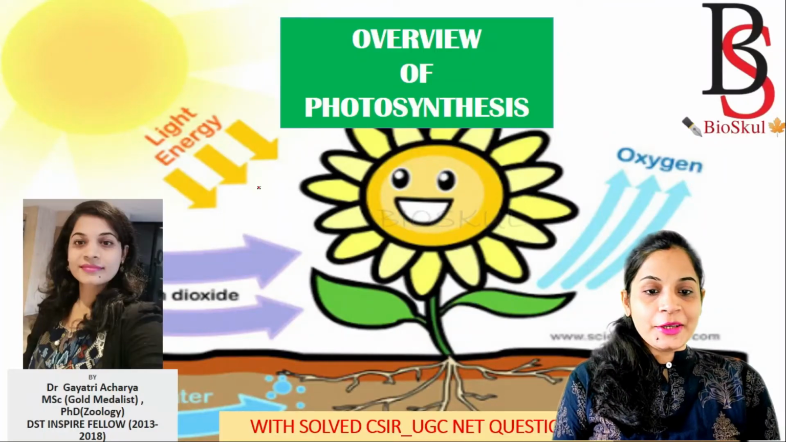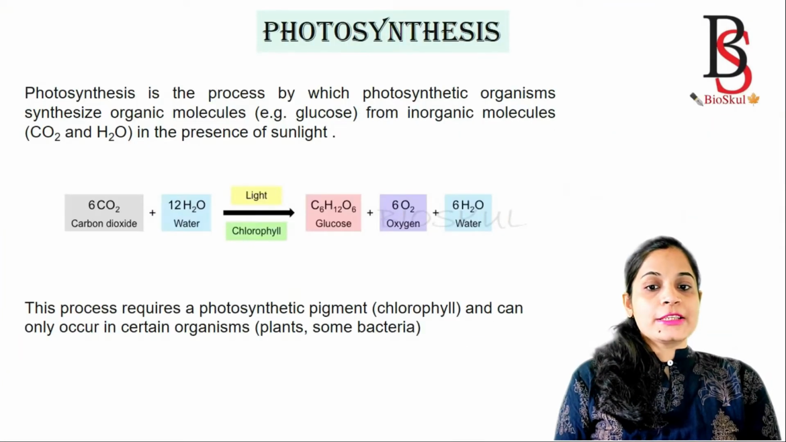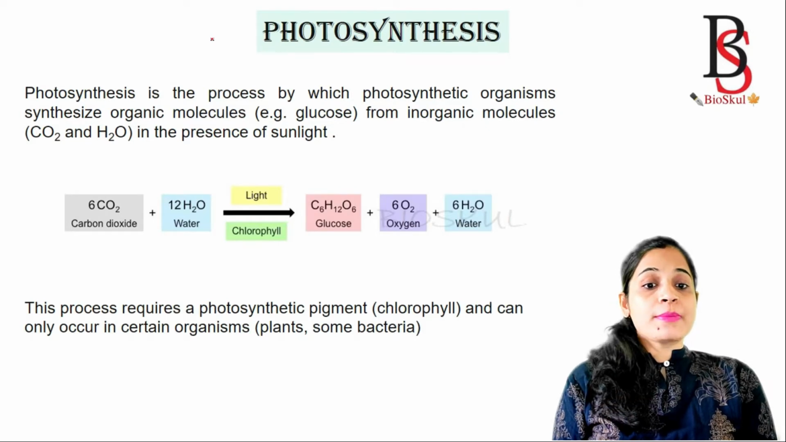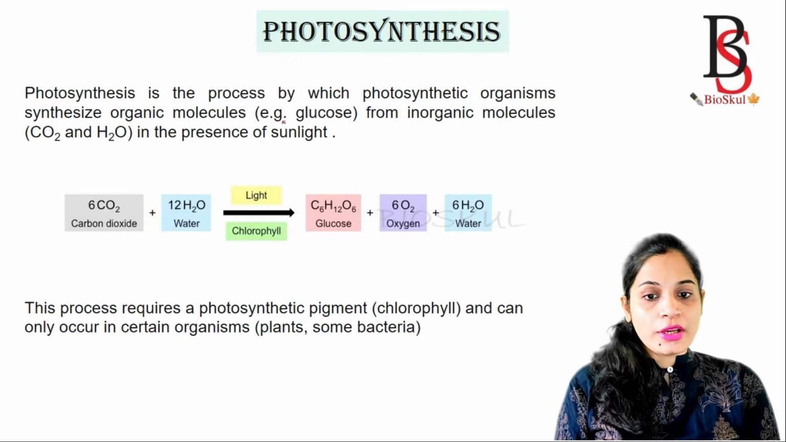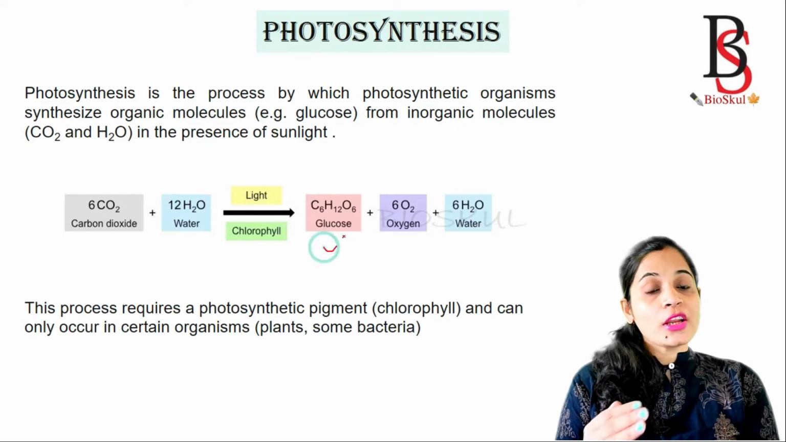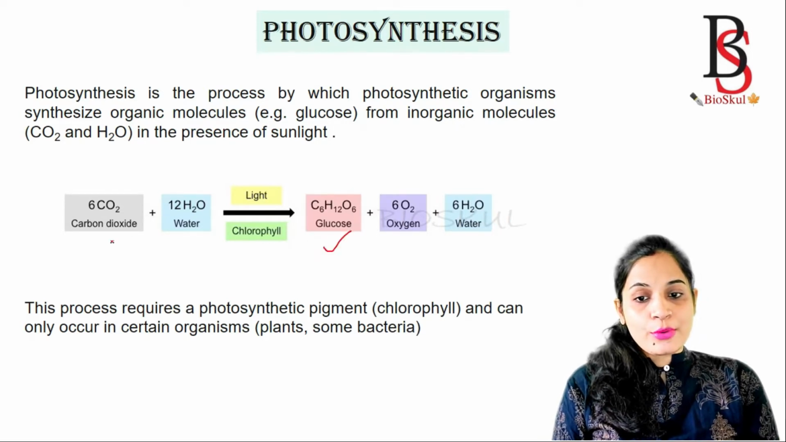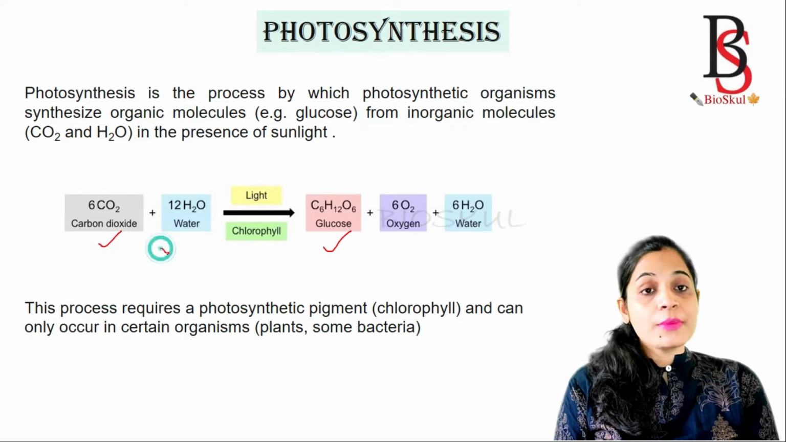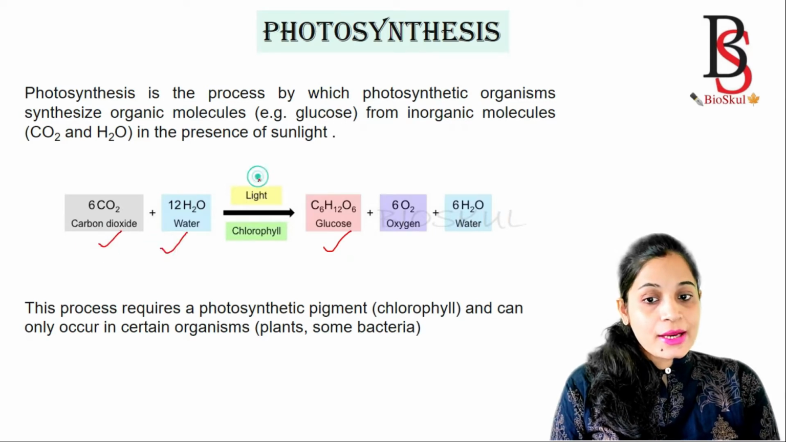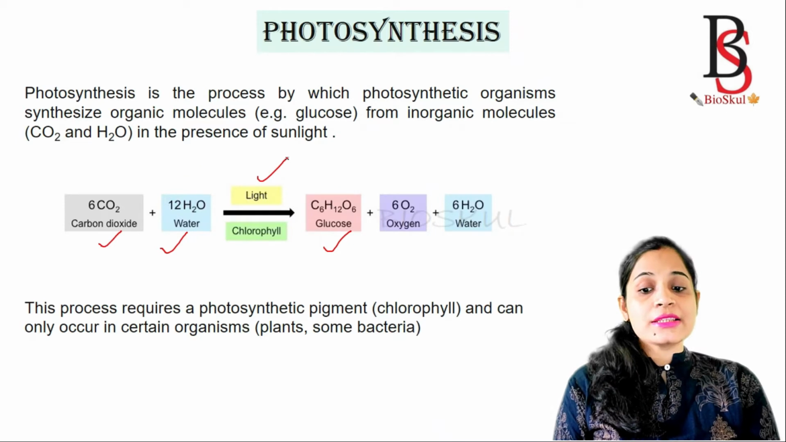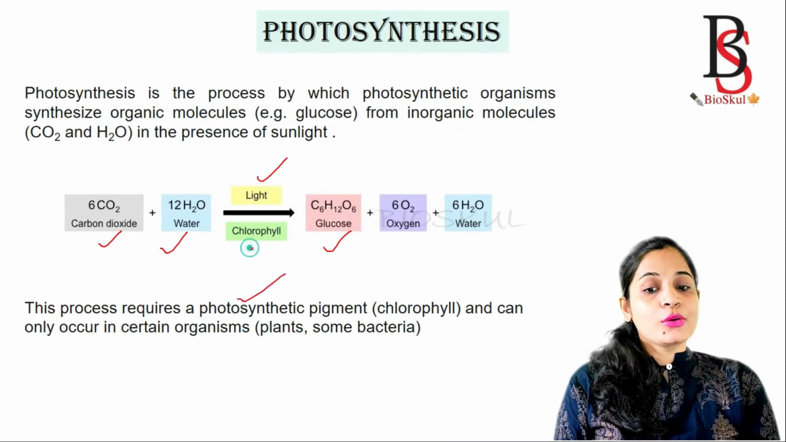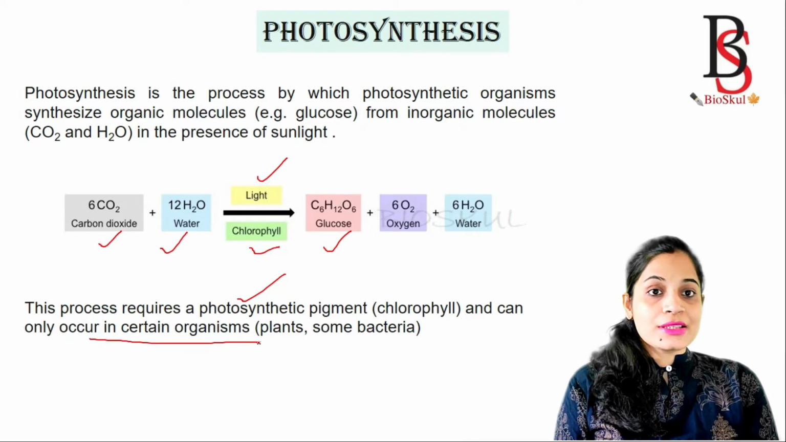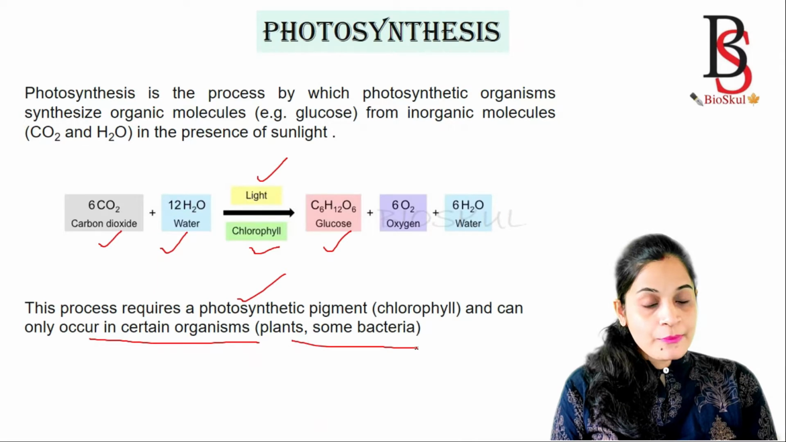So let's get started. What is photosynthesis? Photosynthesis is the process by which photosynthetic organisms synthesize the organic molecule, that is glucose, from the inorganic molecules, that is carbon dioxide and water, in presence of sunlight. For the process of photosynthesis, they require the photosynthetic pigment, which is known as chlorophyll. The process of photosynthesis occurs in certain organisms like some plants and in bacteria.